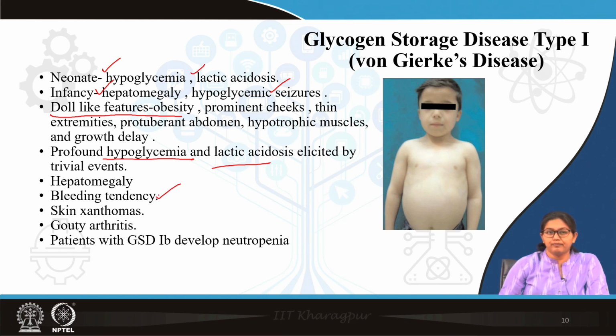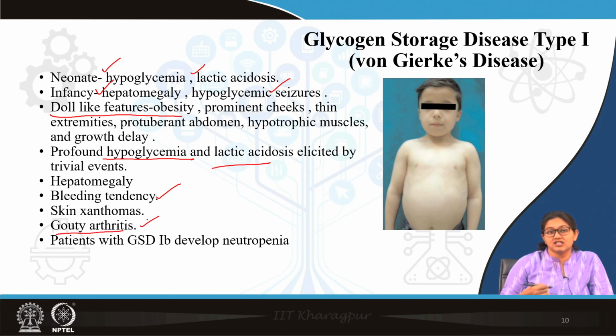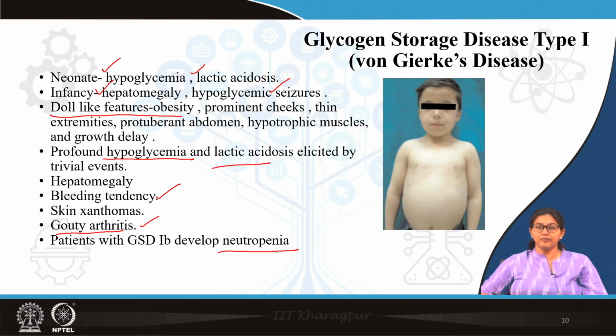because platelet functions are altered. Skin xanthomas are present, and gouty arthritis, why we will discuss later. Also gouty arthritis and joint pains, the patients present with these symptoms. And in the case of specifically type 1B with the deficiency of the translocase enzyme, neutrophils are also hampered, giving rise to neutropenia, that is low neutrophil count. So, these are the manifestations of von Gierke's disease.